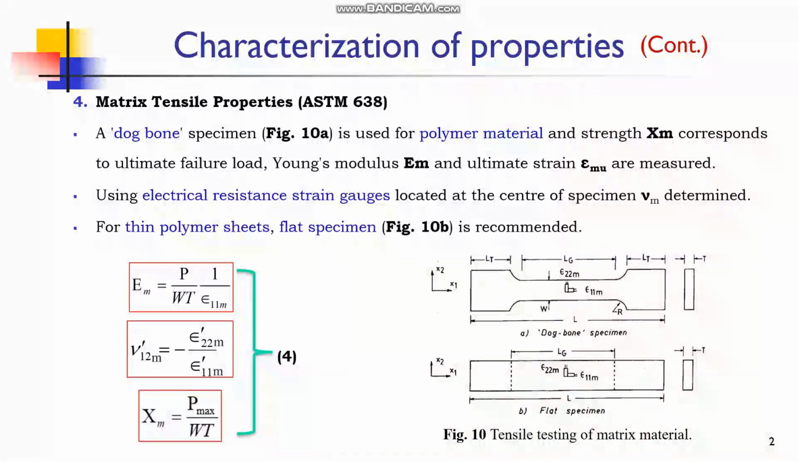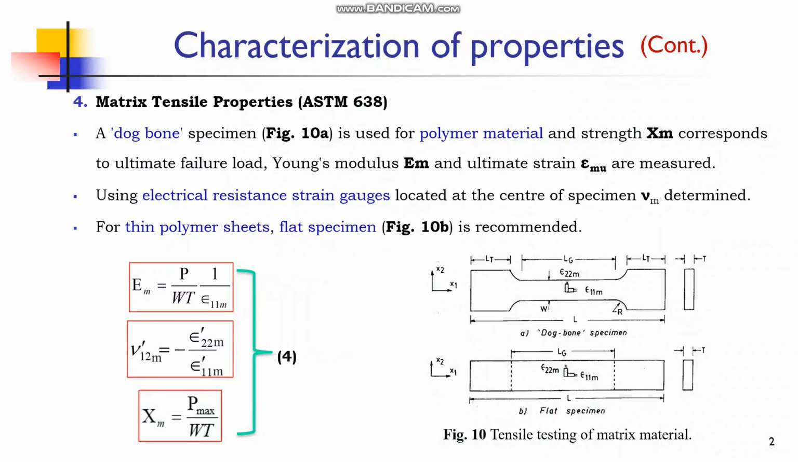In the regular class, we discussed characterization of properties. First three: density determination of fiber and matrix, as well as density of composite. The second one was fiber volume fraction identification from the composite. And the third was tensile property of fiber. Now we will see the continuation of that: tensile property determination of matrix material.